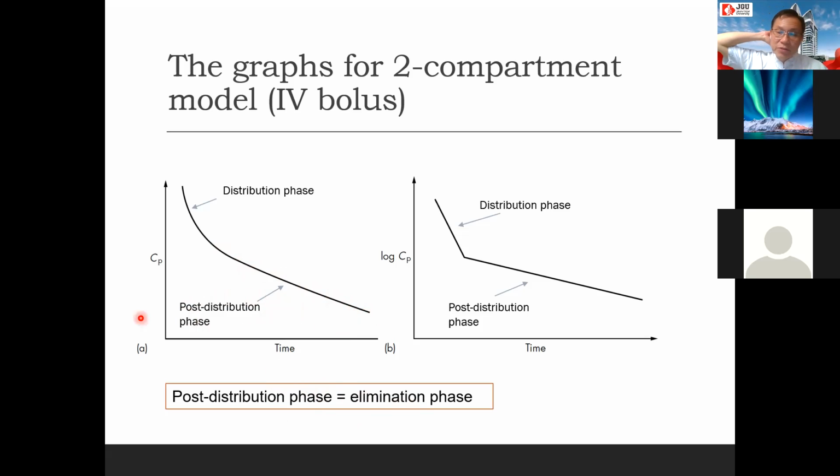So one of the drugs that follows two compartments is, for example, vancomycin. Vancomycin follows two compartments. It follows linear, not non-linear. It is linear, but two compartments. So what will happen when we inject the vancomycin? We infuse the vancomycin. Let's say we infuse over 1 hour or 2 hours.